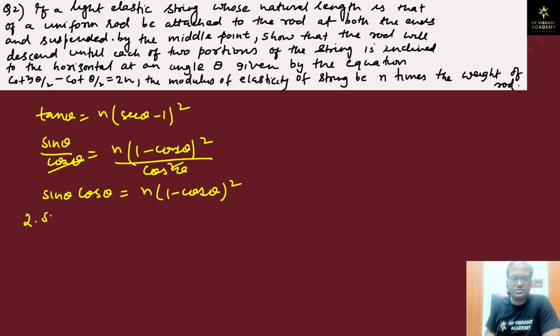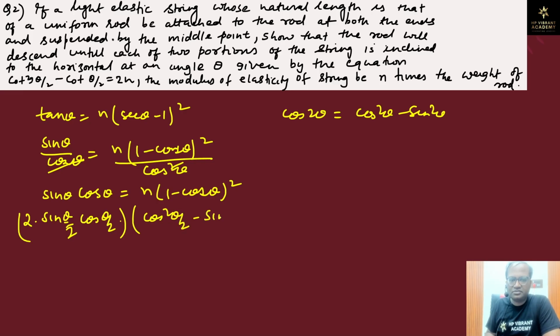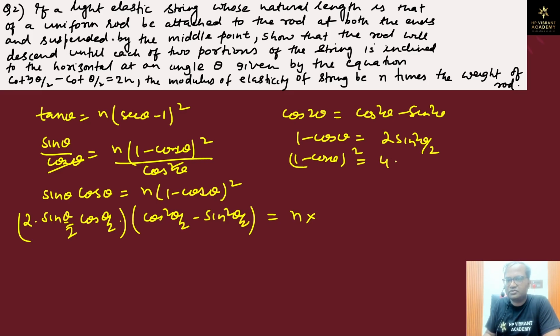This we can write as 2 sin theta by 2 cos theta by 2 into cos theta, which we can write as cos square theta by 2 minus sin square theta by 2, is equal to n times of, and 1 minus cos theta is equal to 2 sin square theta by 2. So 1 minus cos theta whole square is equal to the square of this, so 4 sin 4 theta by 2.